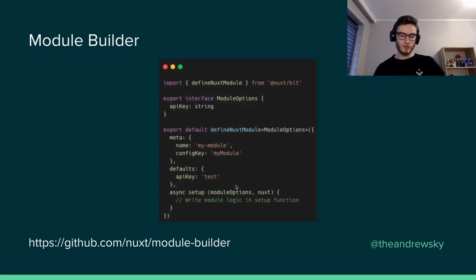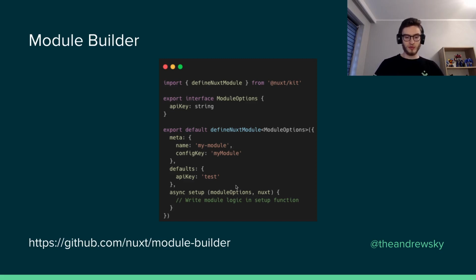In Nuxt 2, there was a module template repository in GitHub that you could use to create your own new modules. However, for Nuxt 3, what the Nuxt core team decided to do is to create a new module template called Module Builder that allows you to very easily create new Nuxt modules with things like out-of-the-box TypeScript support and out-of-the-box build support with unbuild.